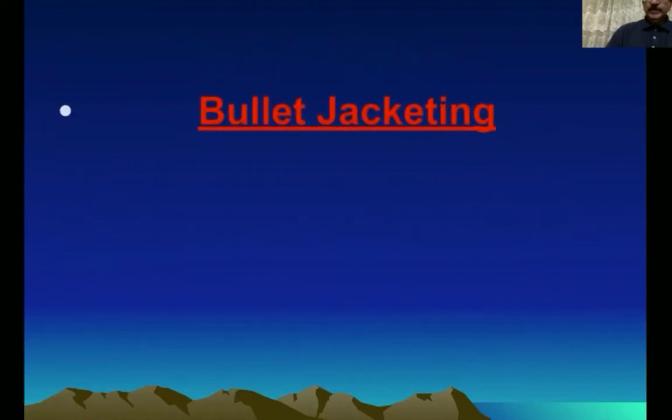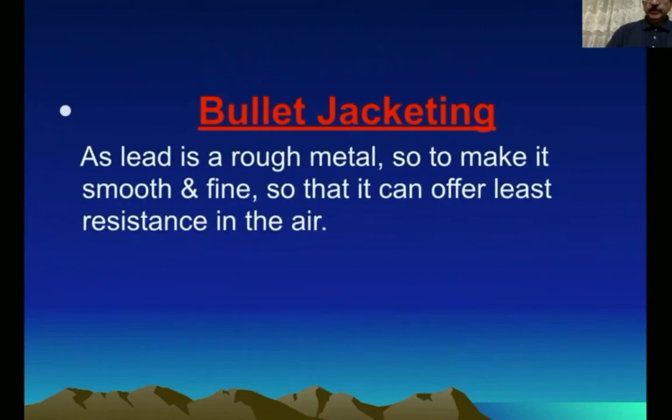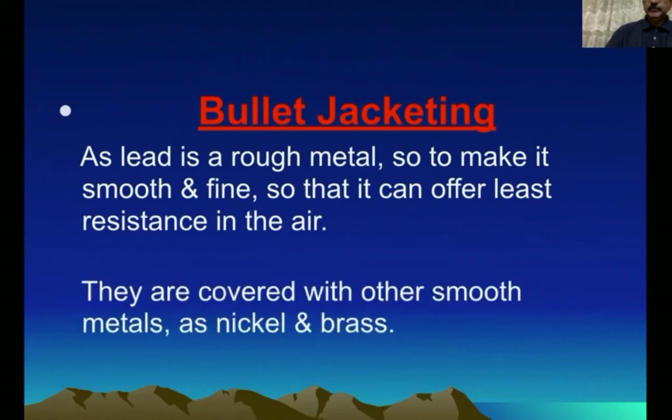So what is bullet jacketing? Bullet jacketing is, as I have told you that lead is a rough metal, and to make it fine and smooth, to offer less resistance in the air, the surface is covered with an alloy of other metal like nickel and brass to make its surface smooth.